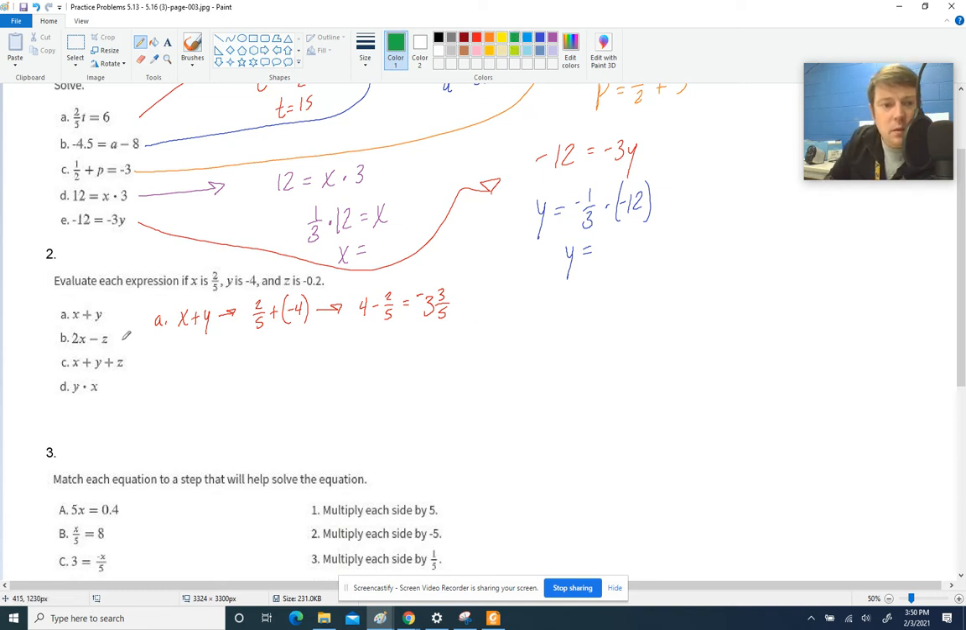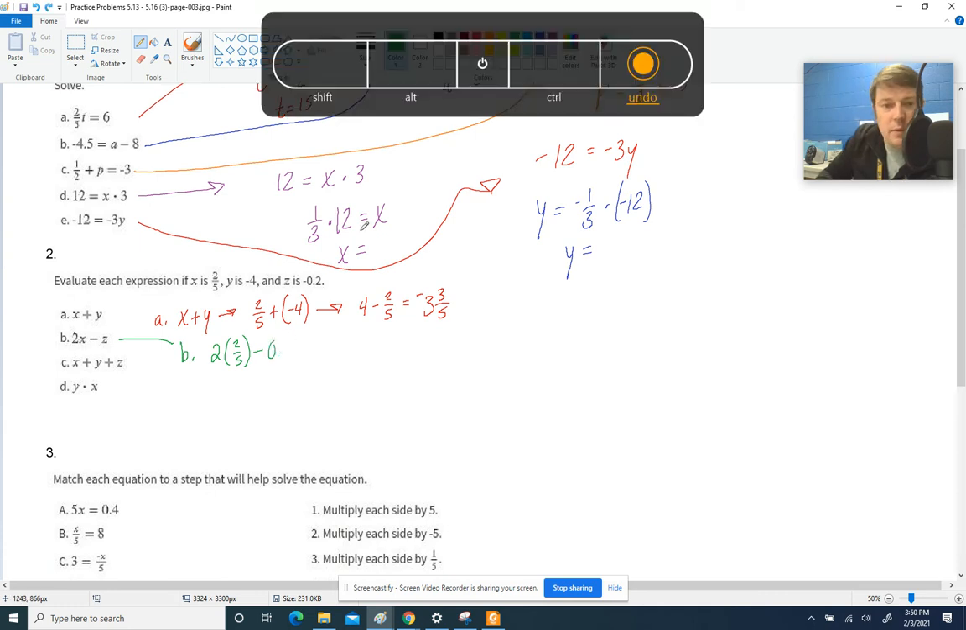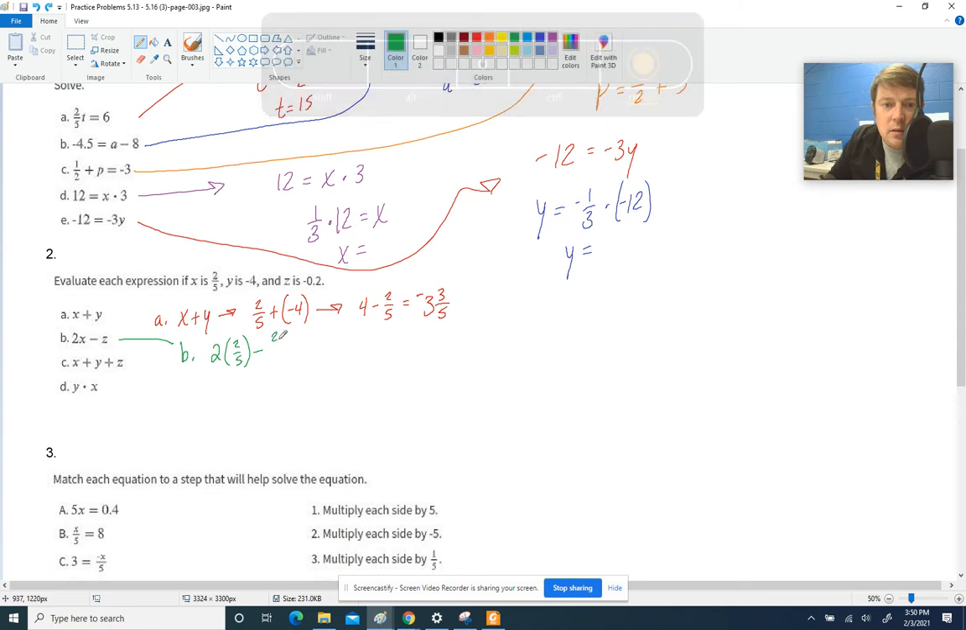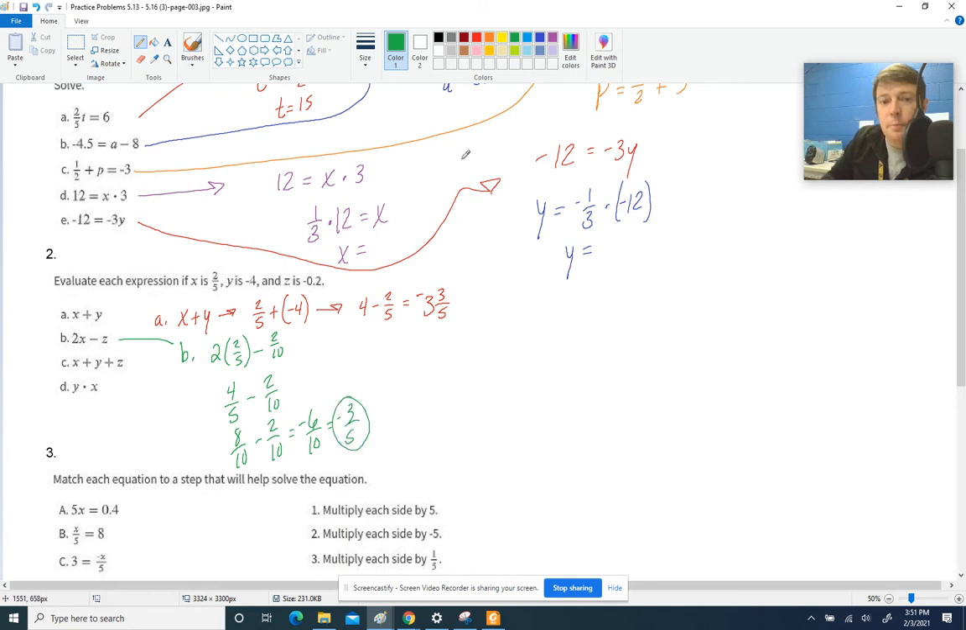The next one, part B, 2 times x, which we know is 2/5, minus z, which we know is -2/10. I'm going to rewrite this as 2/10. I think that might make this easier. If we double 2/5, that's going to become 4/5. And we're taking away 2/10, which I'm going to change to 8/10 minus 2/10, which would give me 6/10, which reduces to 3/5. So there's our answer for part B.